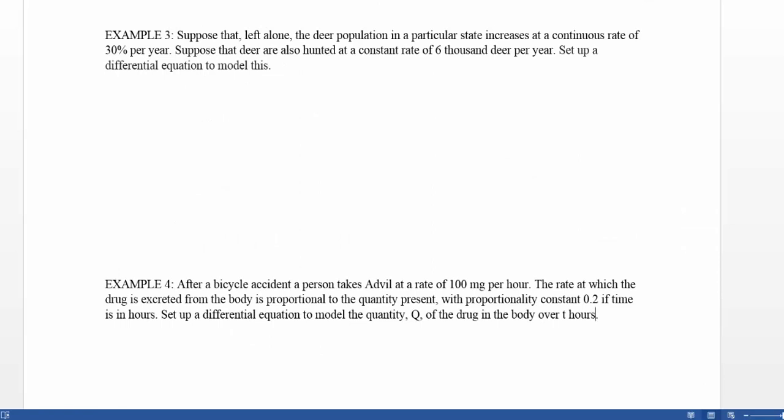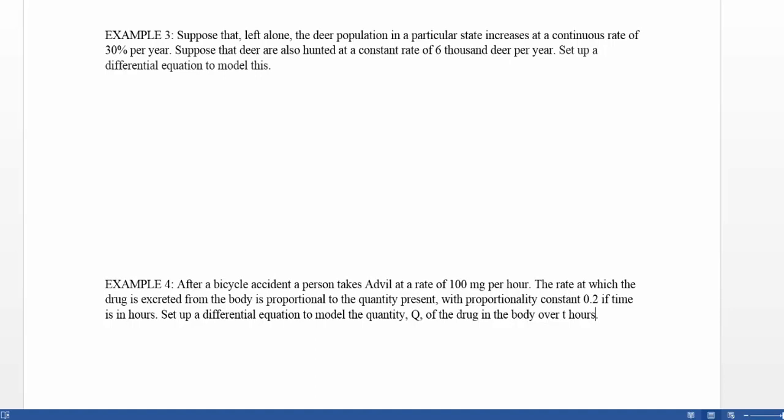Example 3. Suppose that, left alone, the deer population in a particular state increases at a continuous rate of 30% per year. Suppose that deer are also hunted at a constant rate of 6,000 deer per year. We want to set up a differential equation to model this. And by this, I mean the deer population. So again, since we're talking about a differential equation, we're asking how does the deer population change over time?